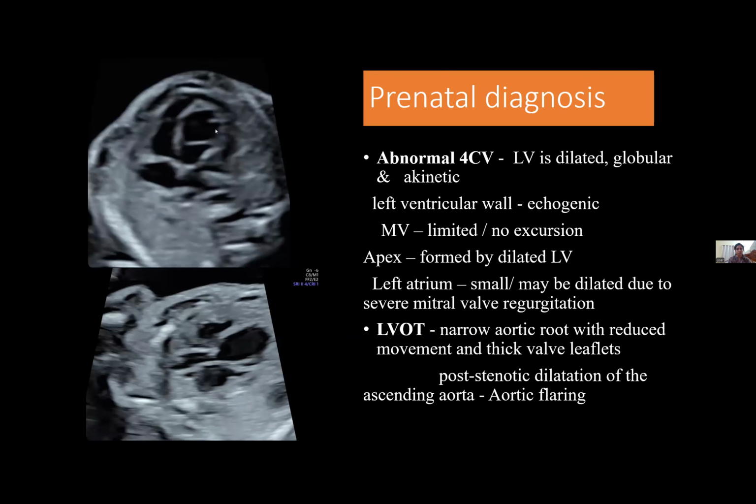The diagnosis is made by the abnormal four-chamber view where the LV is dilated, akinetic, and echogenic as a sign of endomyocardial fibroelastosis. The apex is formed by the dilated left ventricle. The mitral valve shows a limited or no excursion. The left atrium can be small or may be dilated in cases of severe mitral regurgitation.